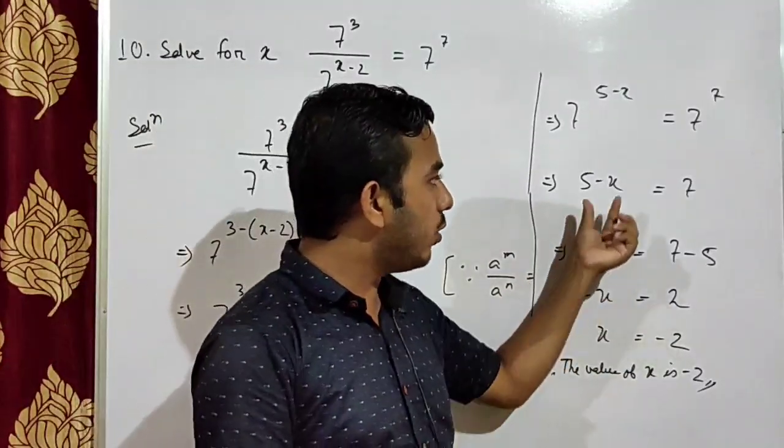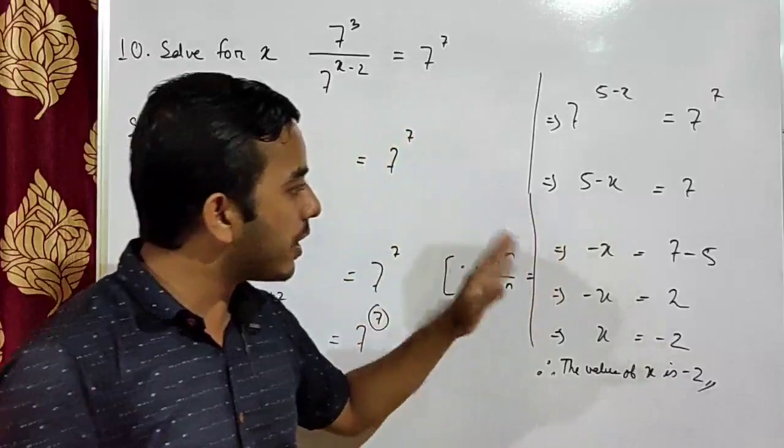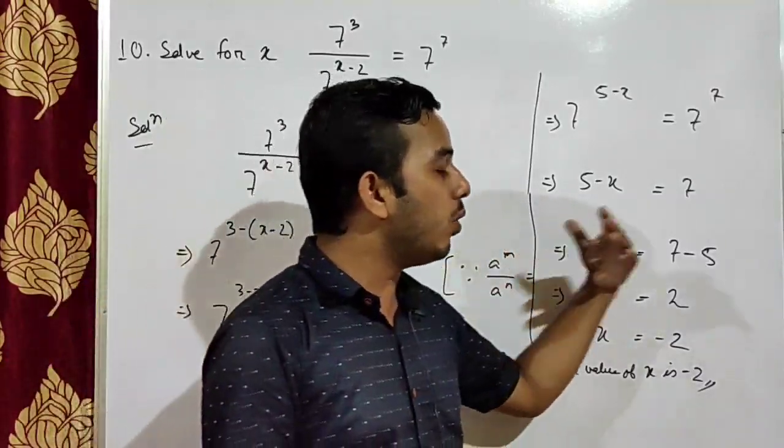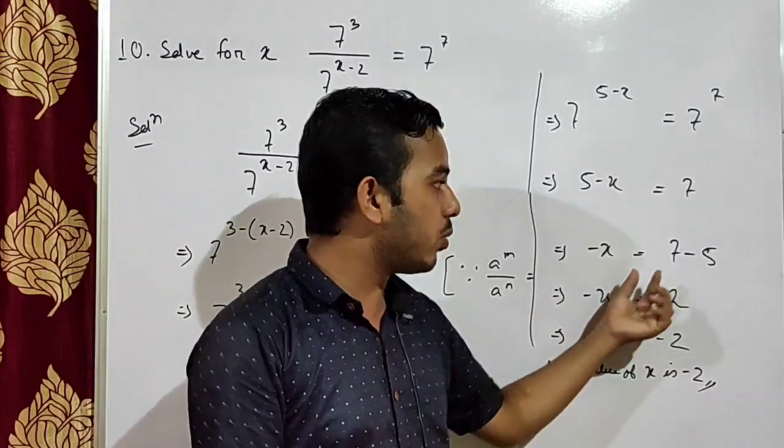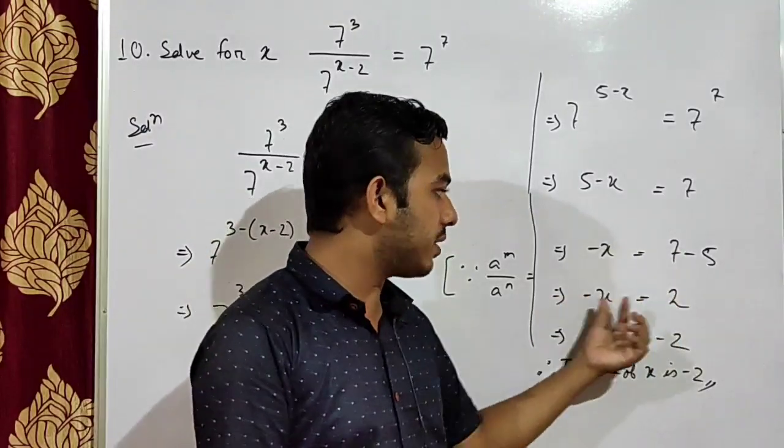So we will keep x on the left hand side, and take the remaining to the right hand side. So we have done that here. Now minus x equals 7 minus 5, so minus x equals 2.